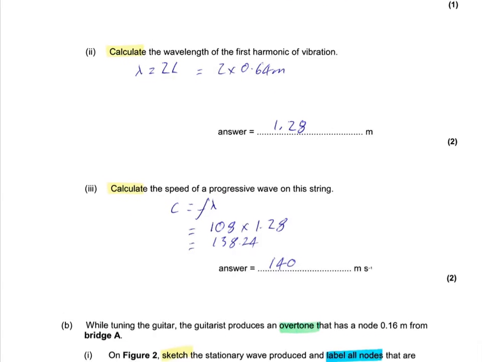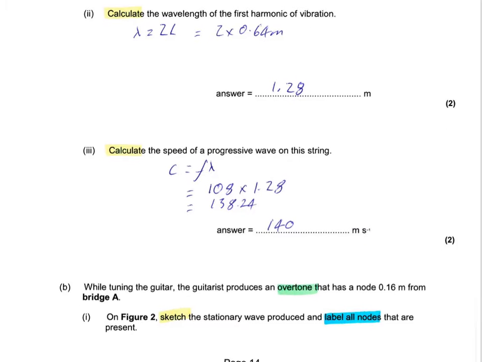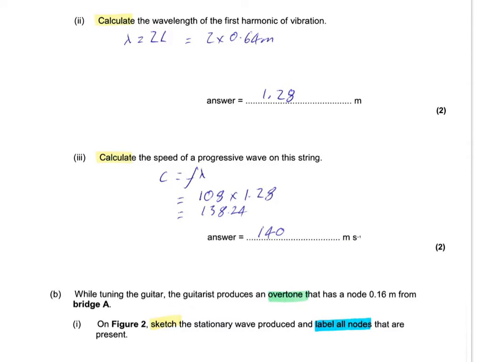And calculate the speed. We were given the frequency, we've got the wavelength, an absolute gimme mark. c equals f lambda, multiply the two numbers together. c equals f lambda, multiply the 108 that you were given with the 1.28 that you just found. There's your answer to two significant figures: 104 meters per second.